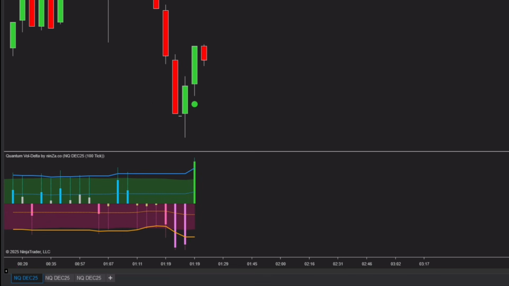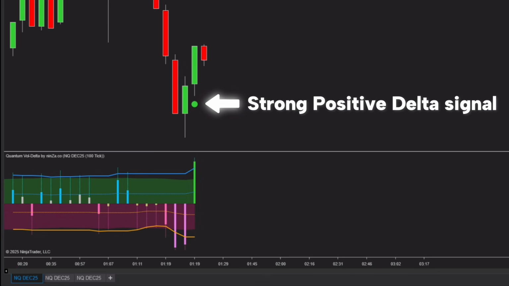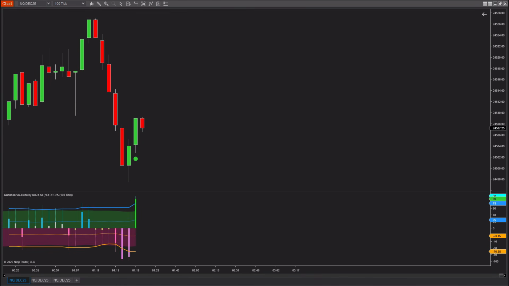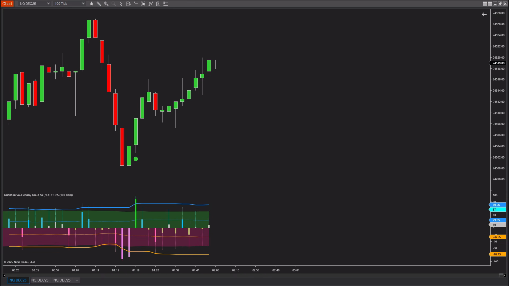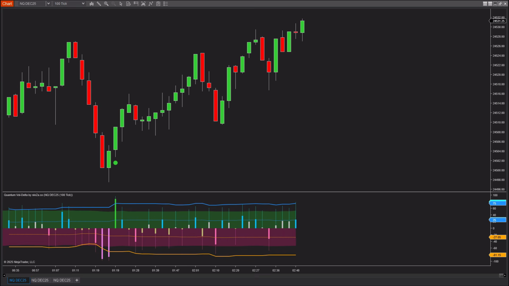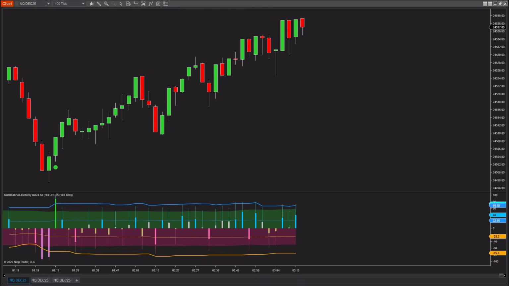Next up is the strong positive delta signal. This one highlights that buying pressure in the market is very strong. You'll see it triggered on the chart once the positive delta volume of a candle breaks above the positive strong threshold. When that happens, it's a strong indication that buyers are taking charge, and the market has the potential to make a powerful upward move. When this signal shows up, it means buying pressure is really strong. As a result, the price has a good chance of climbing higher, driven by the clear strength of the buyers in the market.